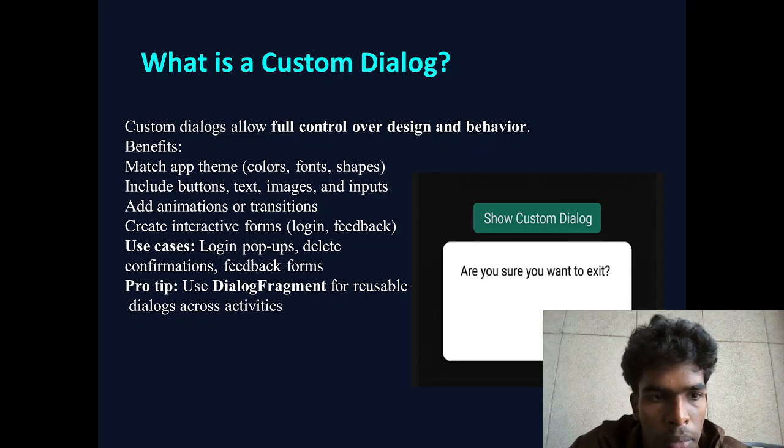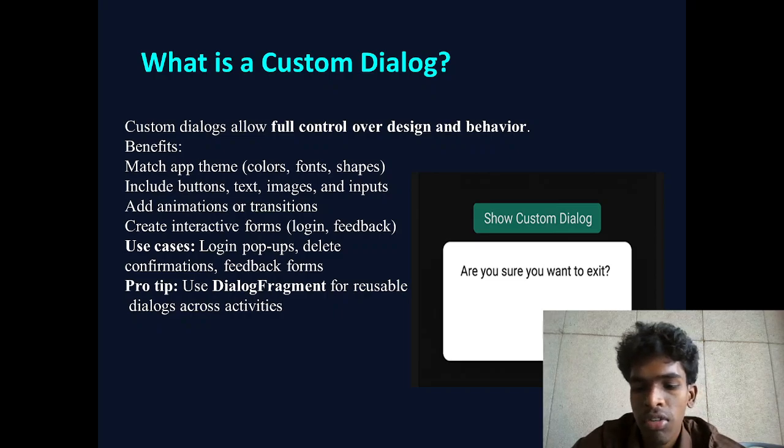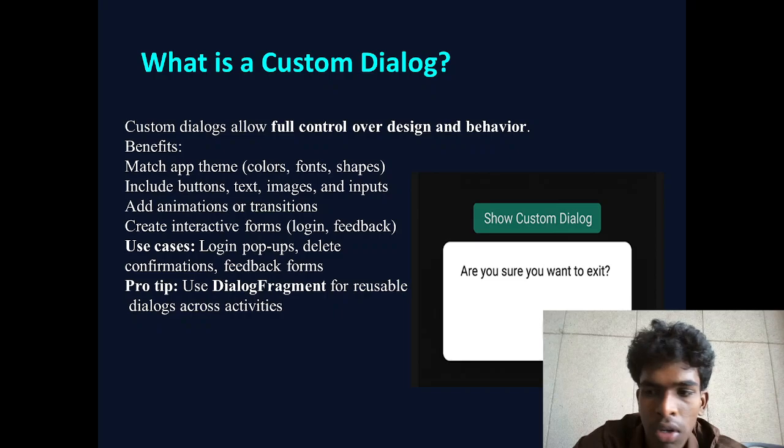So we can match the app theme by color, font, and shapes. We can also include buttons, text, images, and inputs, and we can add animations and transitions in the custom dialog box. This lets users interact easily with the app, and it creates interactive forms like login, feedback, and survey forms.